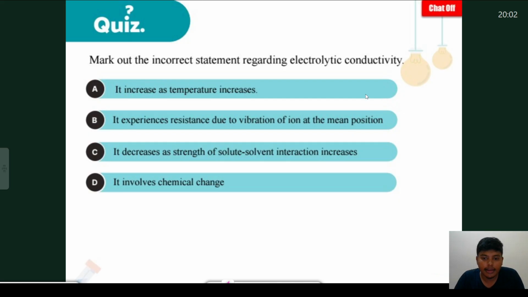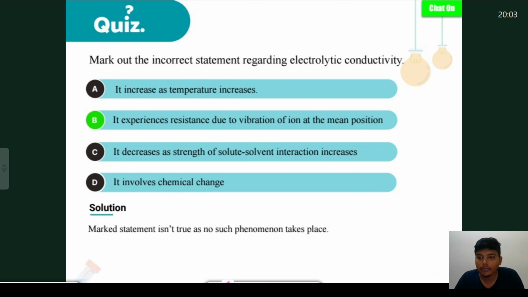Electrolytic conductivity increases as temperature increases. That is true. Okay. Next: it experiences a resistance due to vibration of the ion at the mean position. Yes, that is true. It decreases, strength of solute-solvent interaction increases. That is false. It involves chemical change. True. Chemical change is there. Yes or no?